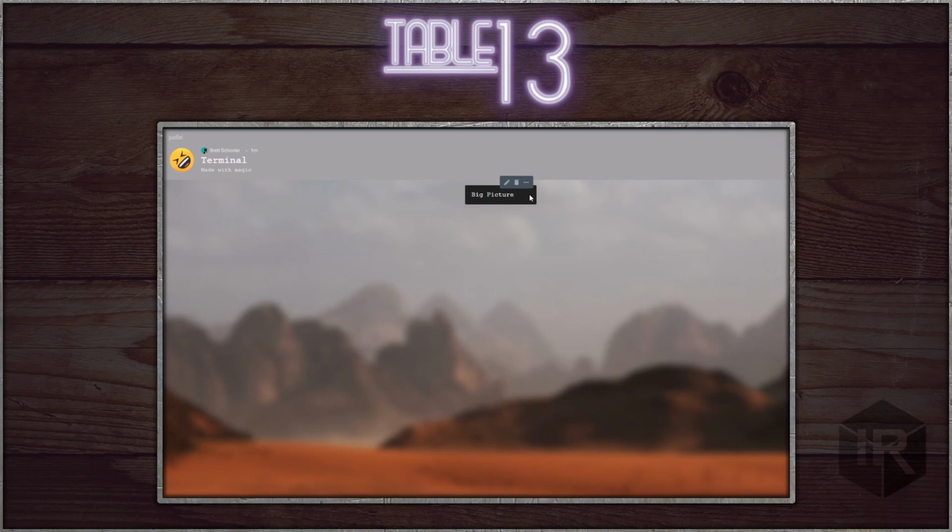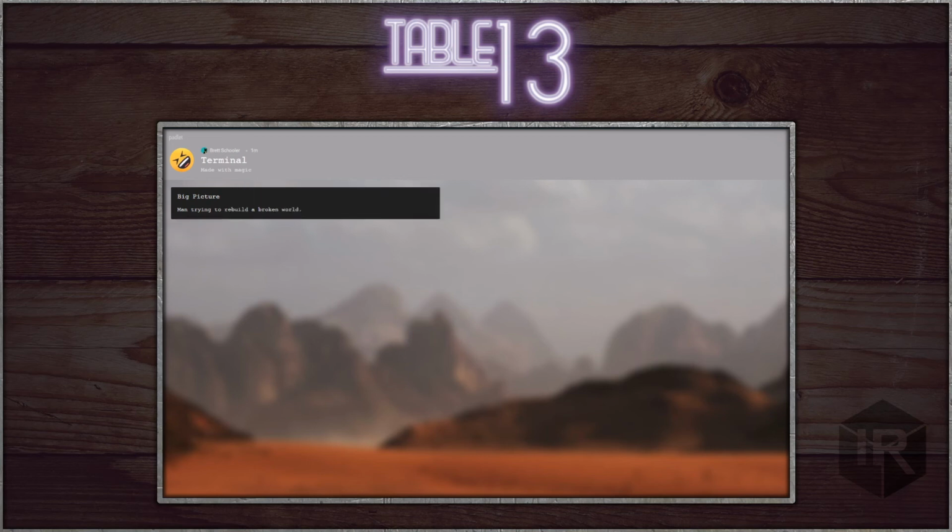So I think we determined that it would make the most sense for it to be something like, man tries to rebuild a broken world. And that's the thing with this first big picture: you want it to be very open-ended, just a bullet point, one-sentence gist of the timeline.